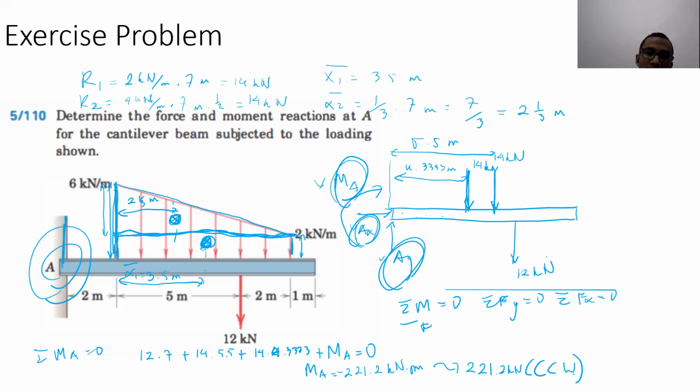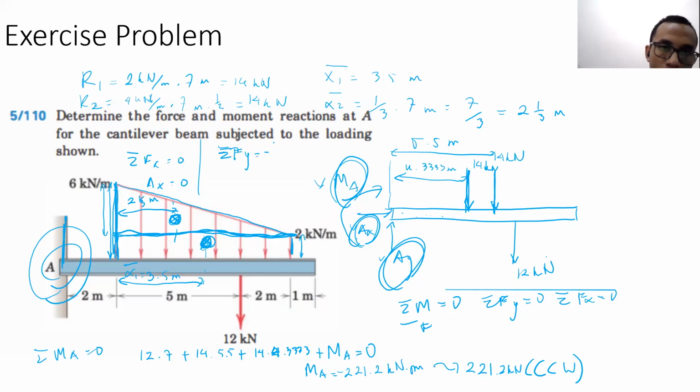Now at X first, sir. Sigma Fx is the easiest. Sigma Fx equal to 0, then Ax equal to 0. And now sigma Fy equal to 0, sir.